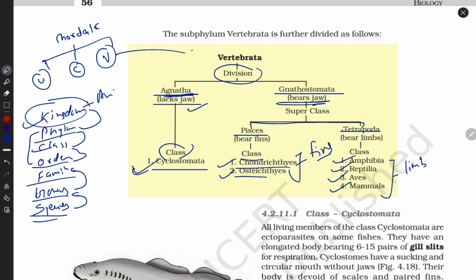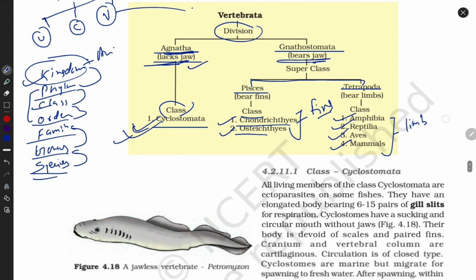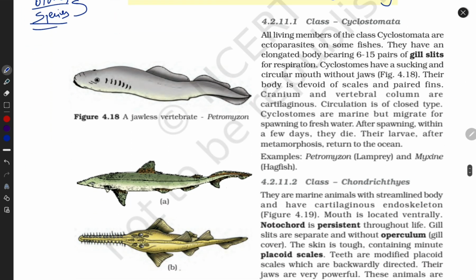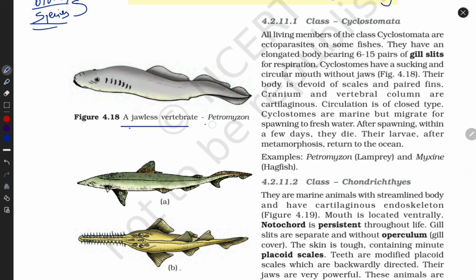Okay, one by one, let's start with the jawless organism, Cyclostomata. Look at here. This is the jawless vertebrate. One of the best examples is Petromyzon. Look at this fish. It looks like a fish, but they do not have jaws.